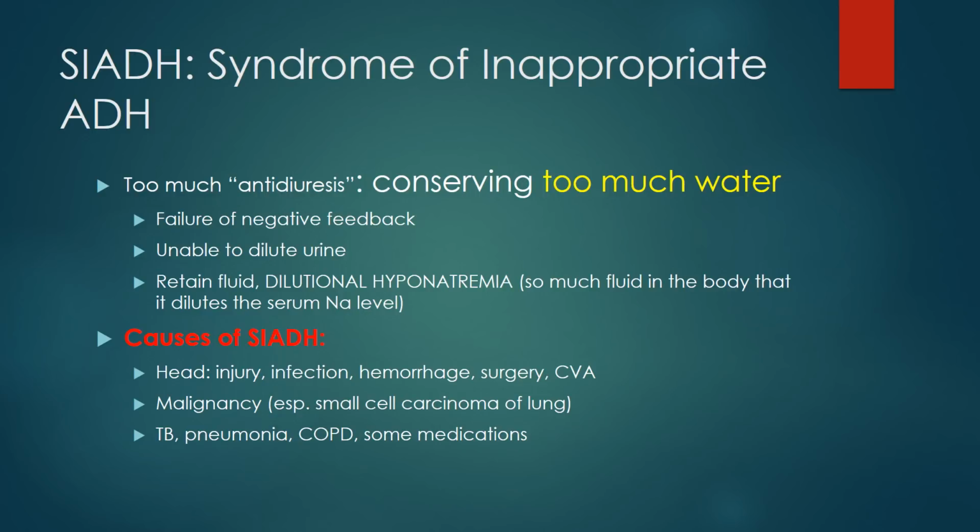All right, so now let's move to the other end of the spectrum. So we've already talked about DI. Remember, less letters, less ADH, less water in the body, so more water in the urine. Now we're looking at SIADH, which is more letters, more ADH, more water in the body, so less water in the urine. So SIADH happens because of the failure of a negative feedback loop.